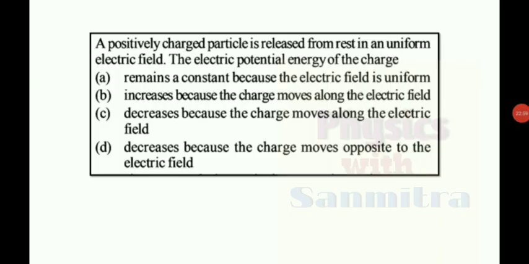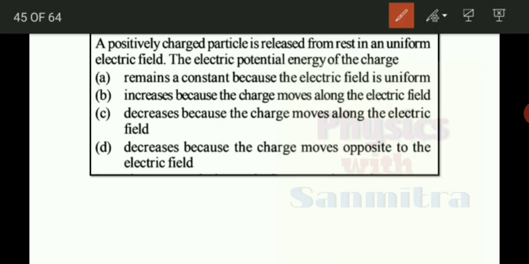Next question. A positively charged particle is released from rest in a uniform electric field. The electric potential energy of the charge remains constant because the electric field is uniform, increases because the charge moves along the electric field, decreases because the charge moves along the electric field, or decreases because the charge moves opposite to the electric field. First of all, I have an electric field and I have a positively charged particle.